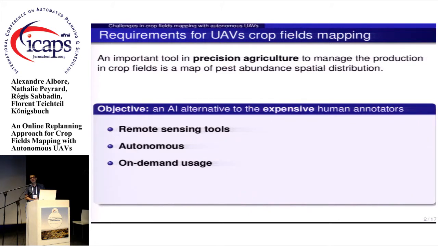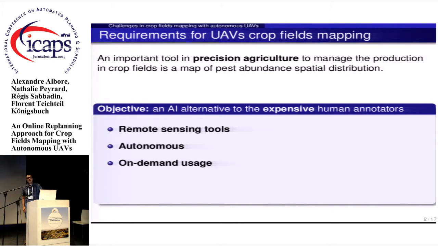Why crop field mapping? It's an important tool for precision agriculture, to manage the production in crop fields, to organize the distribution of the pests, and so on and so forth. And until now, this is done by hand, basically by human annotators. Basically, the peasant goes into his field and looks at the spatial phenomena he has to map.